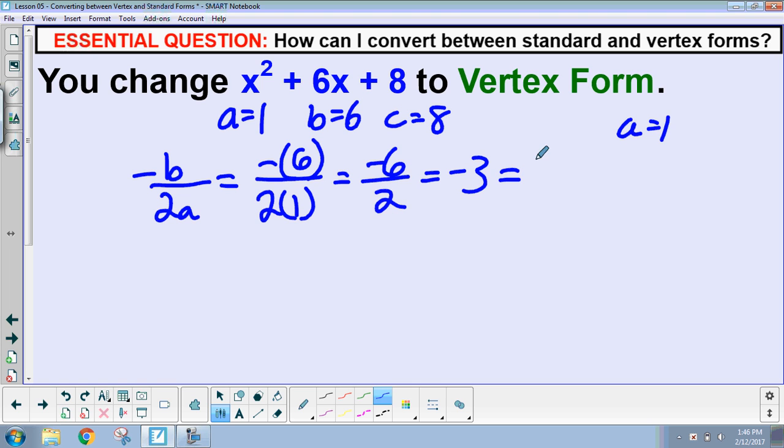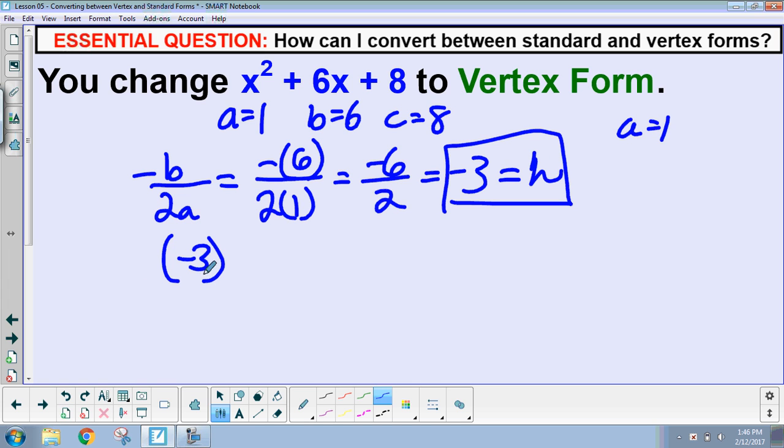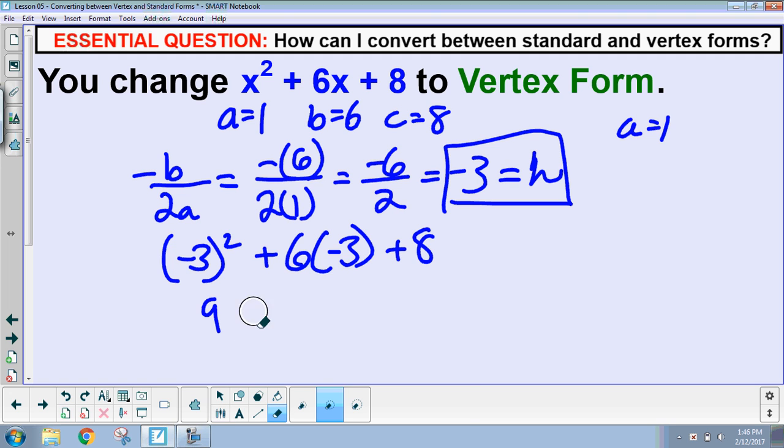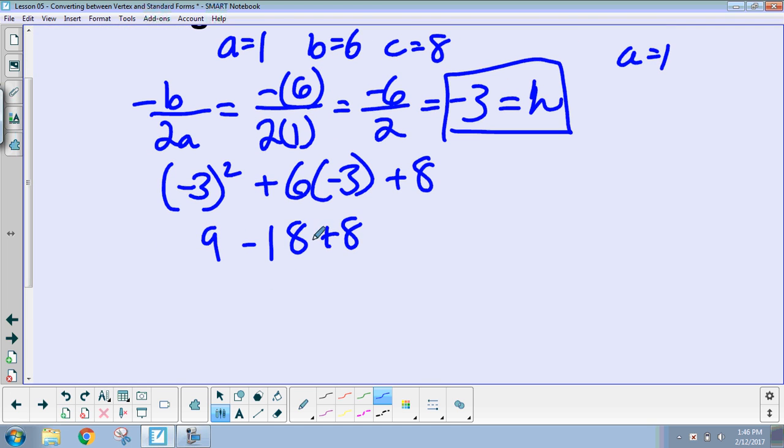Plug that H in. Negative 3, notice I have parentheses around it, that's important. Work it out, negative 3 squared is a positive 9. Not plus, because 6 times a negative 3 is a negative 18. Plus 8. Combine like terms. Well, 9 and 8 is going to be 17, so minus 18, that should be a negative 1. Okay.